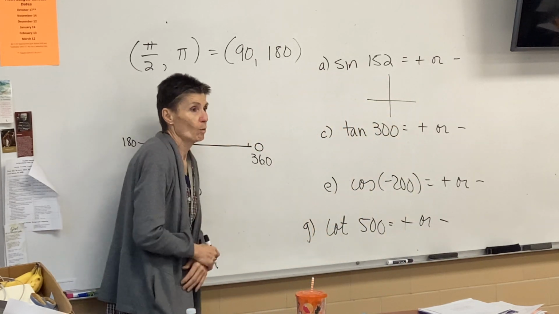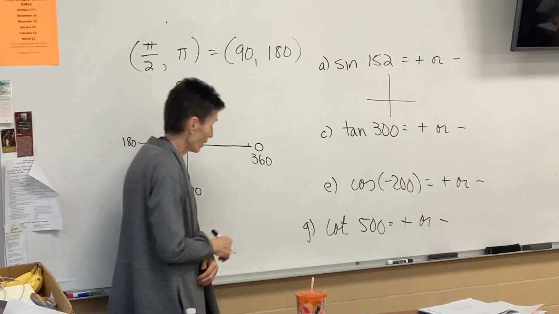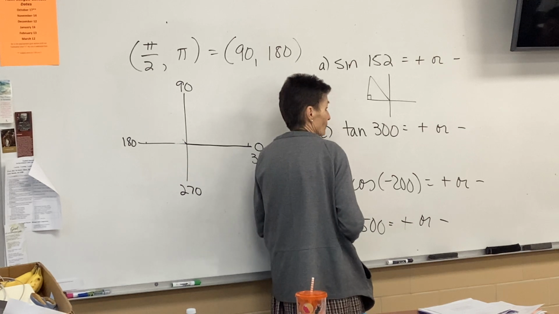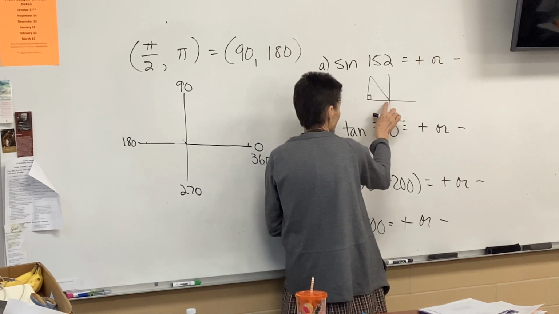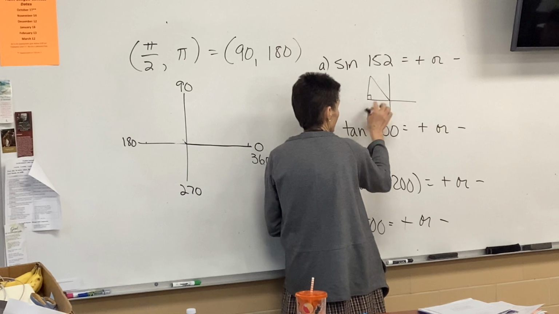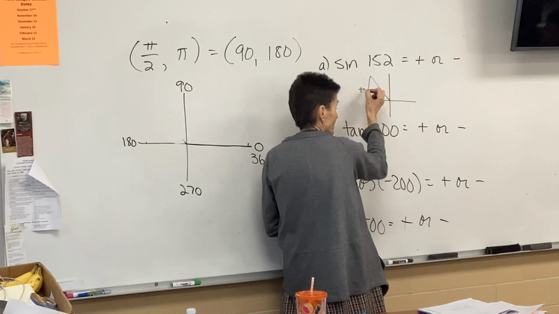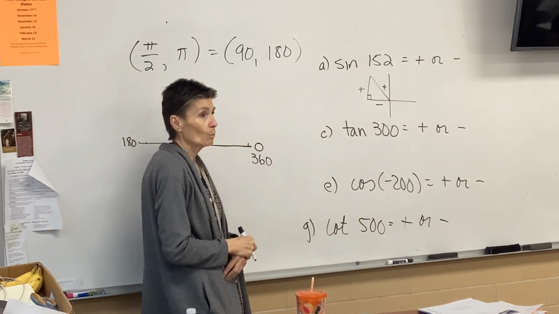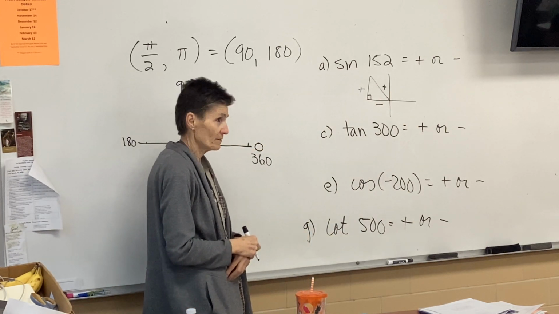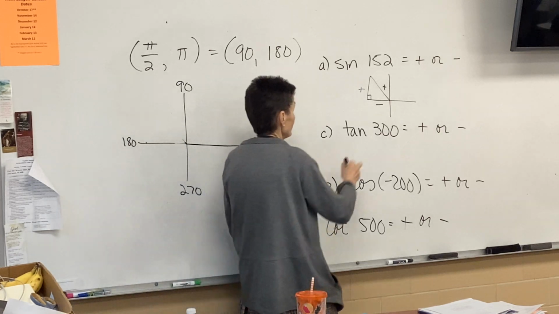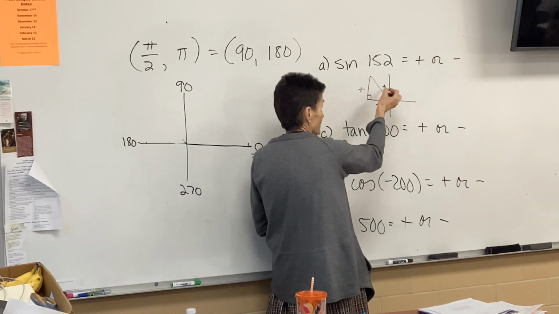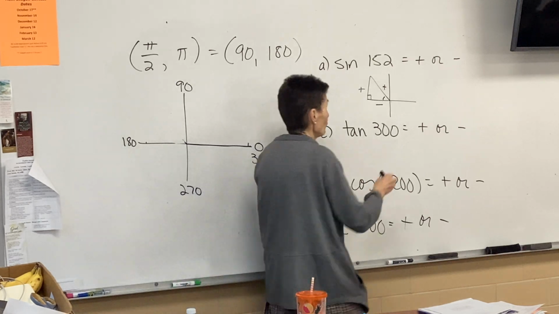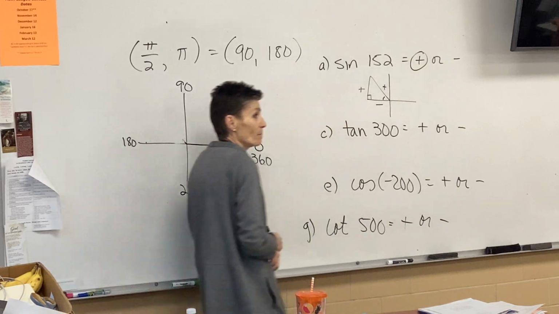Which quadrant is 152 in? Quadrant 2. And in quadrant 2, this side is negative, and this side is positive, and the hypotenuse is positive. We want sine 152. The sine, here's your angle, is opposite over hypotenuse. Did you say positive? I hope you said sine 152 is positive.